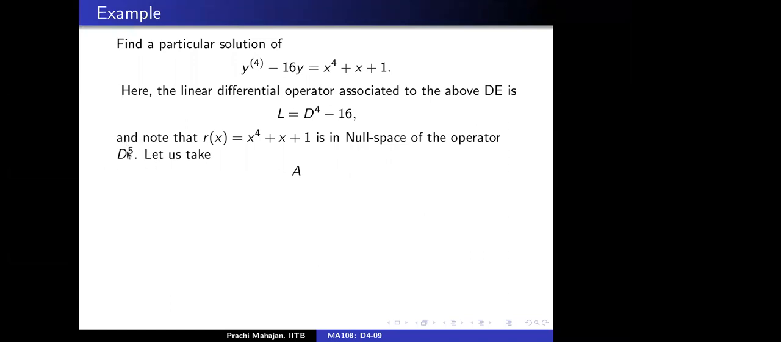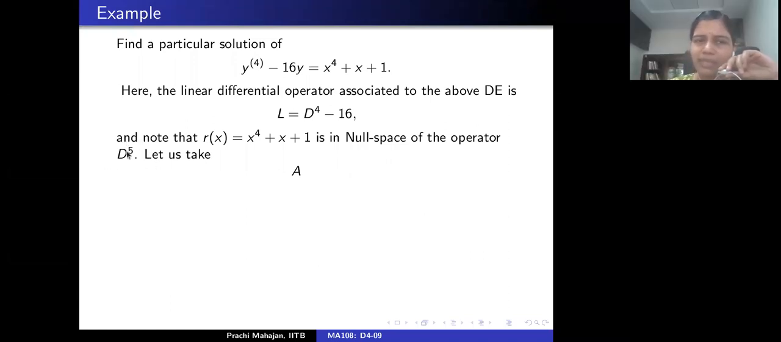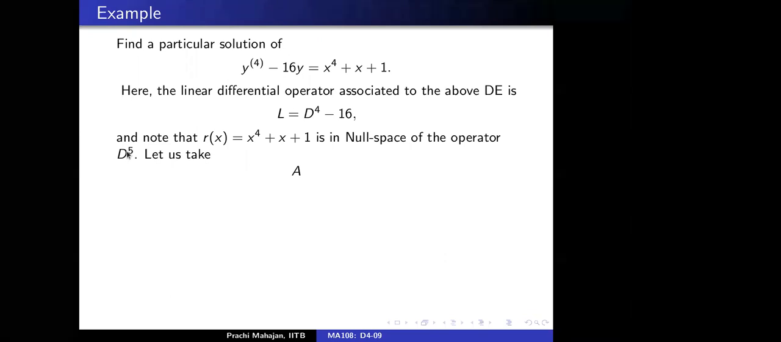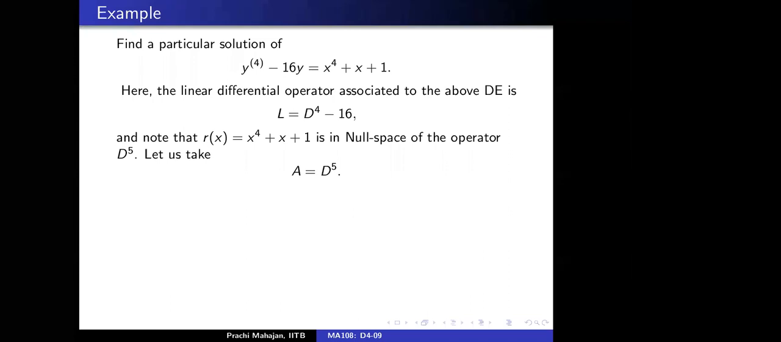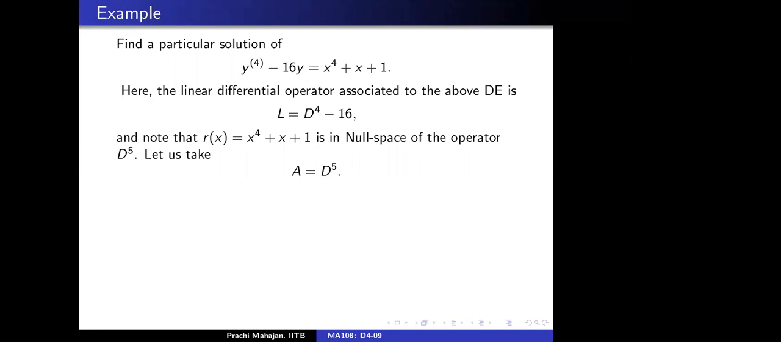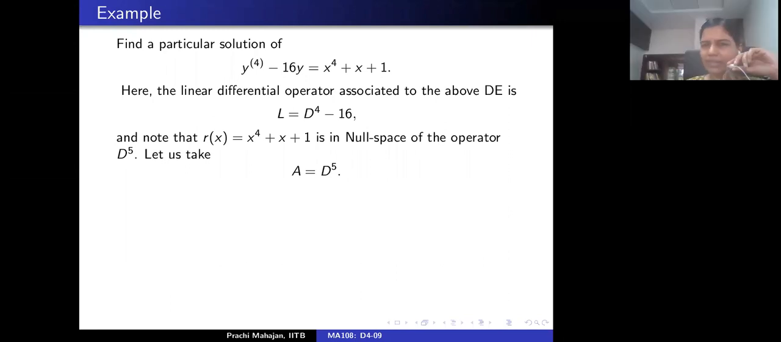There's a nice polynomial on the right, no problem. There is also always going to be a constant coefficient linear differential operator that annihilates R. So I'm going to take A as D to the power 5. There can be other differential operators which might have this polynomial in their null space, but not necessarily constant coefficient ones. But constant coefficients simplify our life, so we will stick to that. Let me just complete this example.